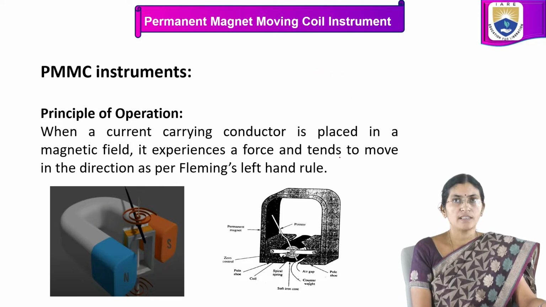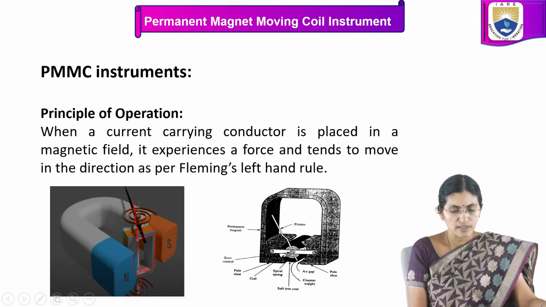Let us understand in detail. When a current carrying conductor is placed in a magnetic field, it experiences a force and tends to move in the direction given by Fleming's left hand rule. You can see the arrangement here. These are permanent magnets arranged in the form of horseshoe magnets. In between we have the spindle, which carries the springs, and attached to this we have a pointer. Between the two magnets we have an aluminium former, inside which we have a core. On the aluminium former there is a coil wound.